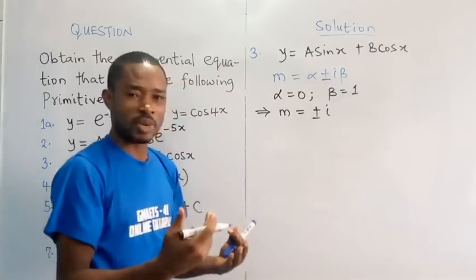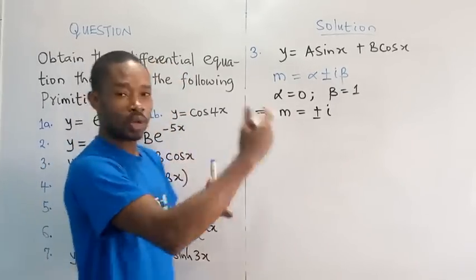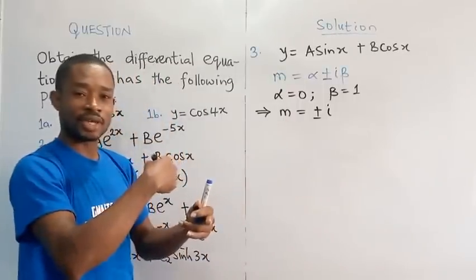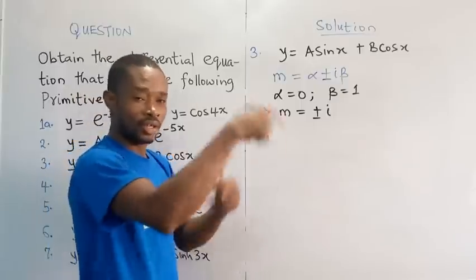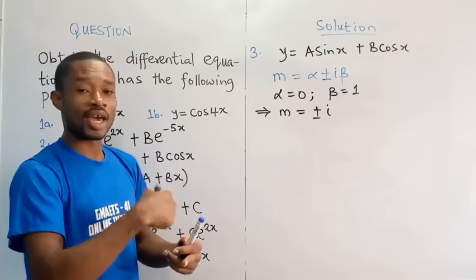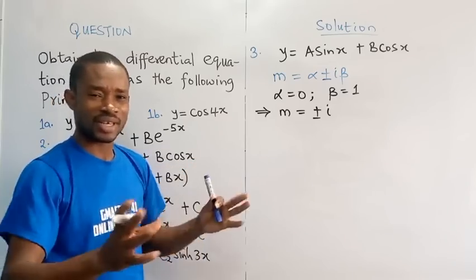Negative. So you can actually split and write, m equal to i. You move that i, you get m minus i. Then the second will be m equal to minus i. Again, you move that i, you're going to get m plus i. Equate to 0 and then expand. That's it.